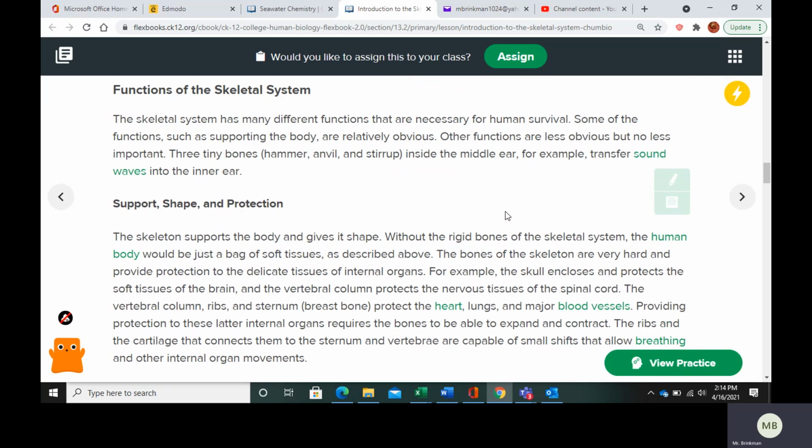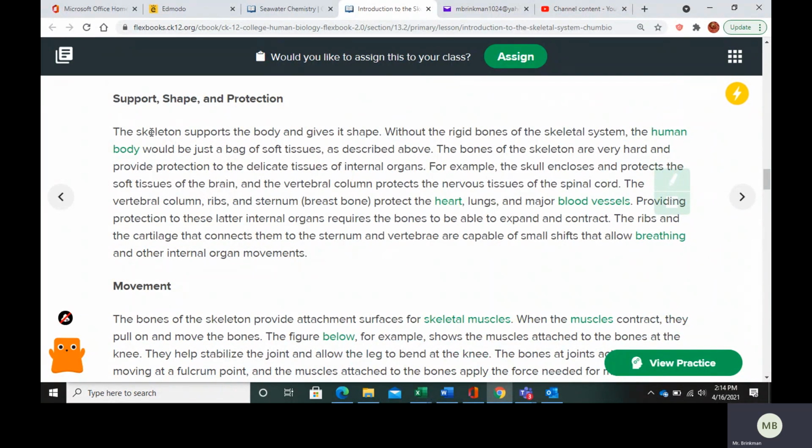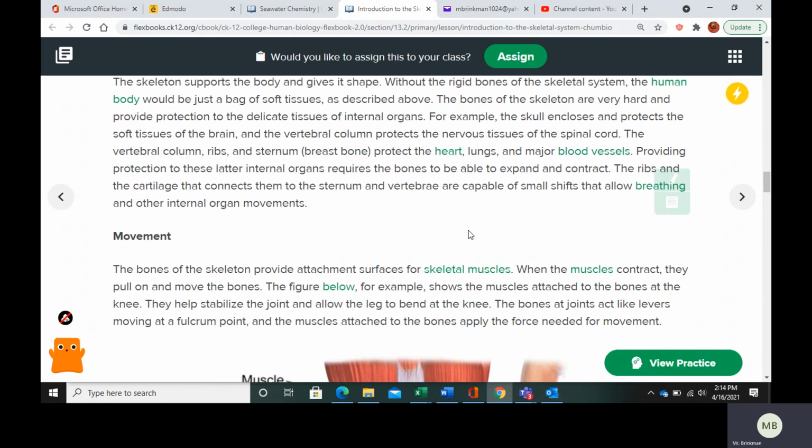Functions of the skeletal system. The skeletal system supports your body and gives it shape. If you didn't have bones, you'd just be a pile of mush. The bones are very hard and they protect the internal organs. So the skull protects your brain, and your vertebral column, ribs, and sternum protect your heart, lungs, and so on.